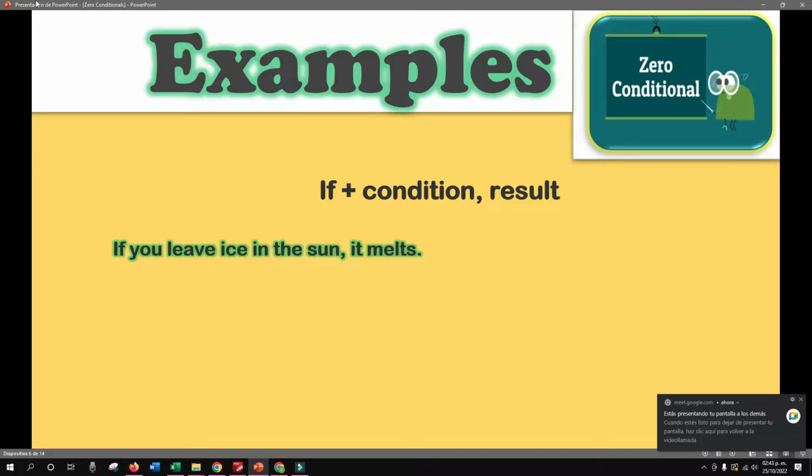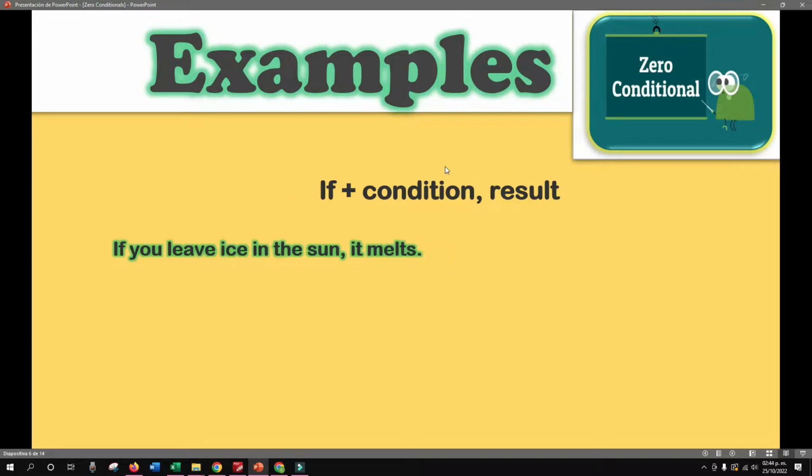Fíjense bien en la estructura de esta oración. Primero tenemos la if clause, ¿verdad? Hemos iniciado la oración con if. Entonces, if you leave the ice in the sun, necesitamos una coma y luego vamos a escribir the main clause, ¿verdad? It melts. ¿Es esto verdad? Si tú dejas un pedazo de hielo en el sol, se va a derretir. Entonces tenemos la condición. Si tú haces esto, tenemos este resultado.